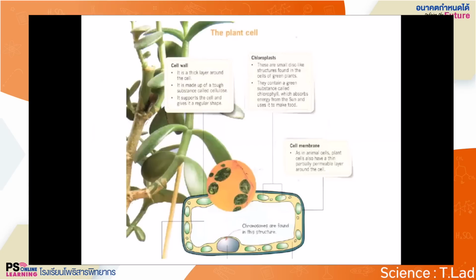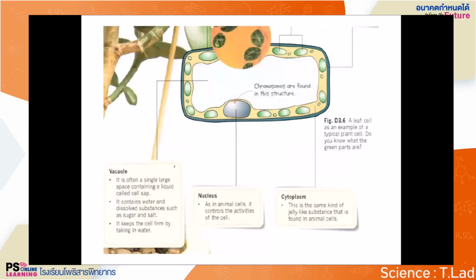While a plant cell has a cell wall, which an animal cell doesn't have. Green plants have chloroplasts, which are also not found in animal cells. Chloroplasts are only found in green plants, and contain a green pigment called chlorophyll. A plant cell also has a cell membrane, one big vacuole, a nucleus which contains chromosomes, and a cytoplasm, which contains different organelles.